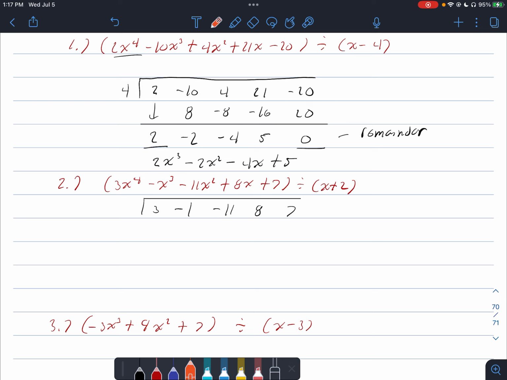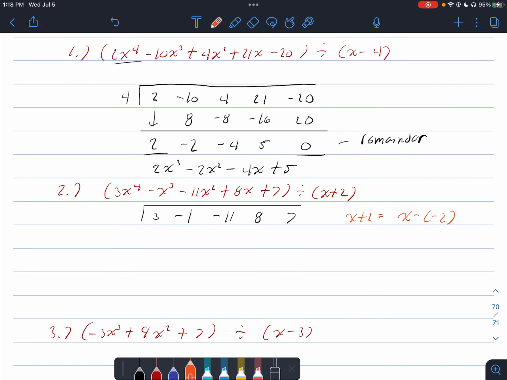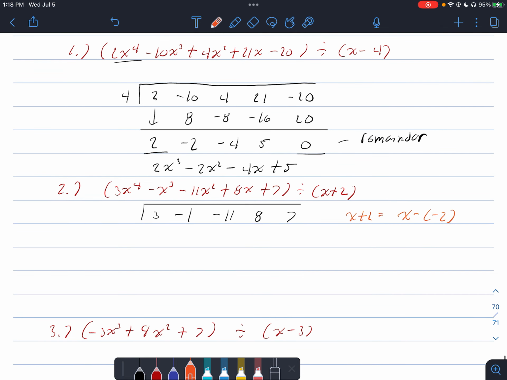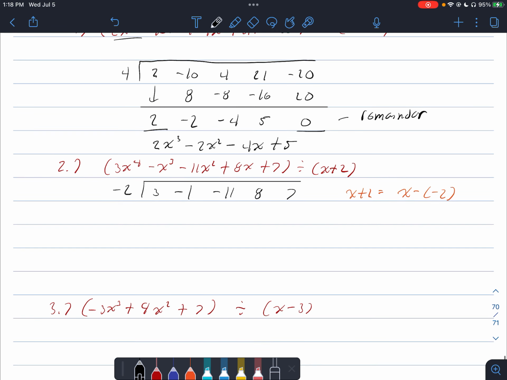So you can think of this as x plus 2 is equal to x minus negative 2, okay? So that means we can rewrite x plus 2 as x minus negative 2, and x minus negative 2 now is of the form x minus r, so we can put that negative 2 out front over here. So instead of being 2, it'll be negative 2. Draw a line, and then we'll go ahead and bring down the 3.